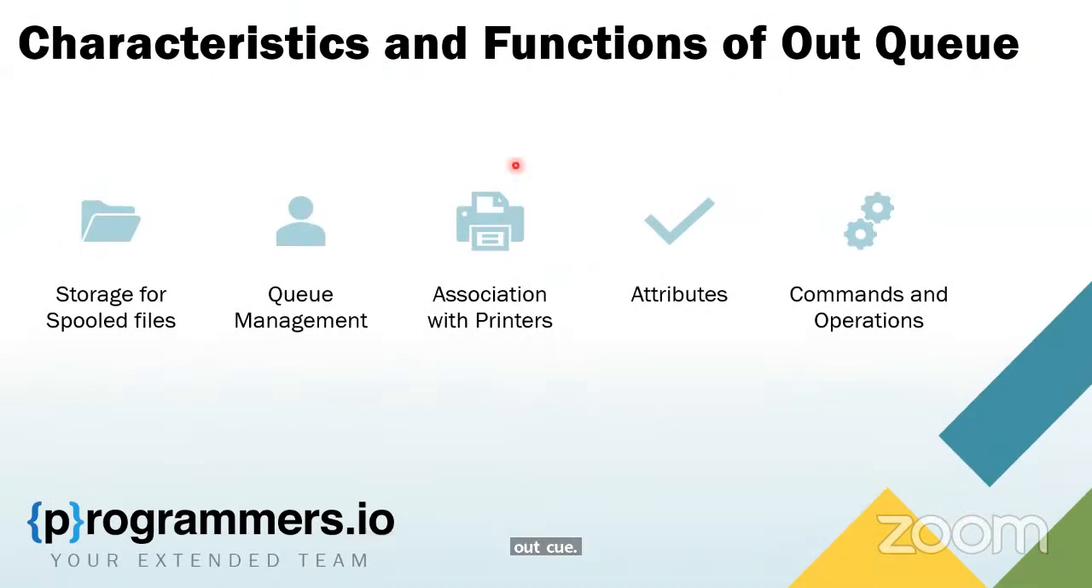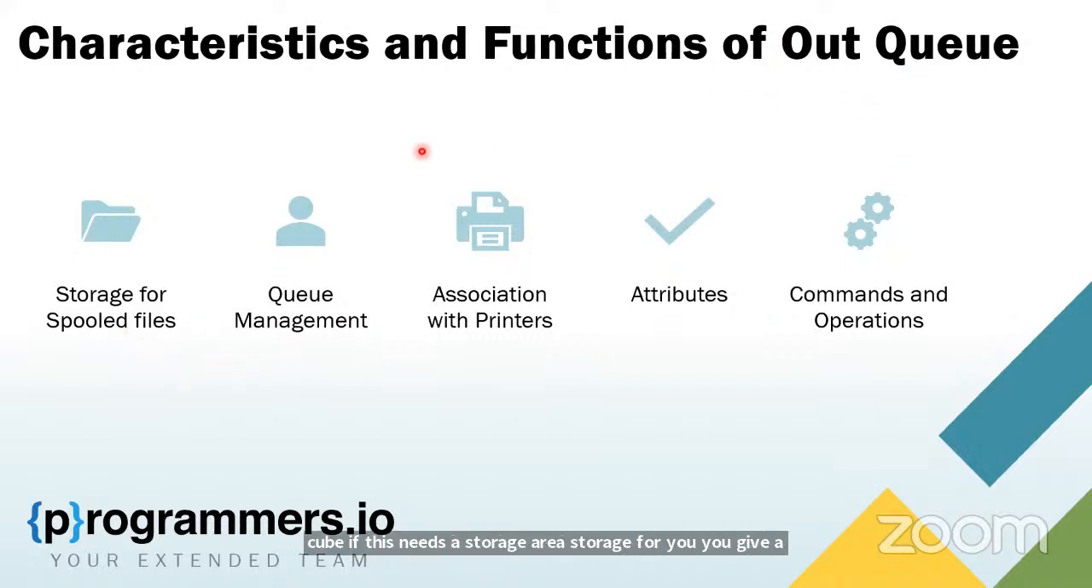So what are the characteristics and functions of an out queue? It needs a storage area. For example, you define an out queue called outq1. That is an area to store the spool files. Then there is out queue management, like what priority you have to give for the out queue, like waiting to process.